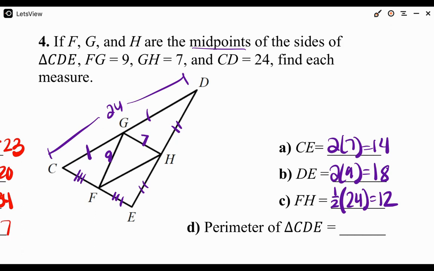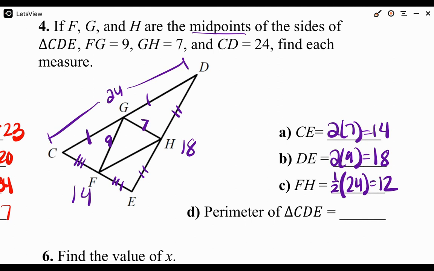And then we want the perimeter. So we went and found all of these lengths. Remember, this one was 14, and this one was 18. Perimeter is all the sides added up. So 24 plus 18 plus 14. Add those all up, we get 44.